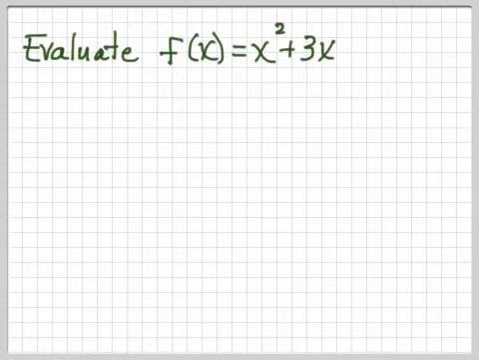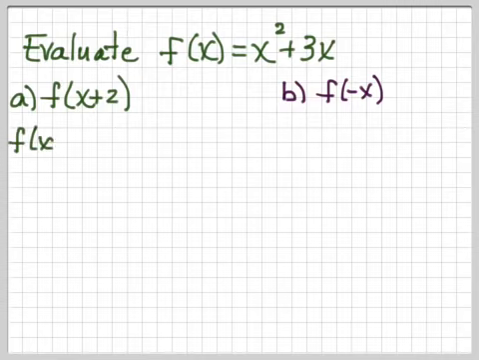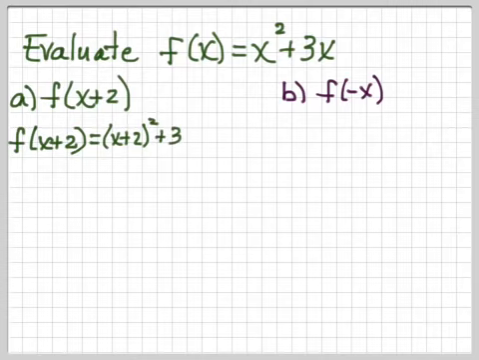Okay, let's evaluate f of x equals x squared plus 3x at f of x plus 2 and at f of negative x. So I'm going to take f of x equals x squared plus 3x, and everywhere I see an x, I'm going to substitute an x plus 2. So this will be f of x plus 2 equals (x plus 2) squared plus 3 times (x plus 2).